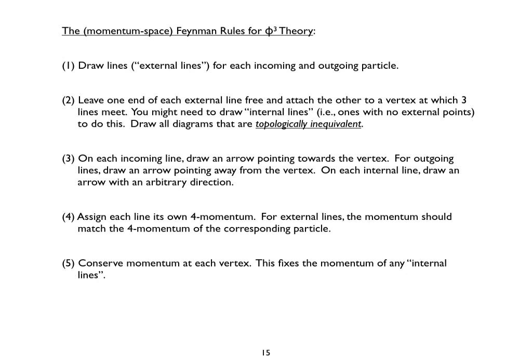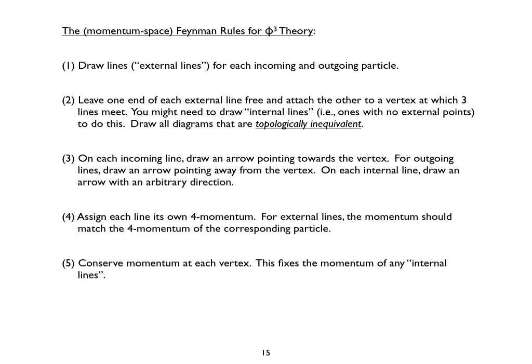I'll just read them off. Number 1: draw lines, what we would call external lines, for each incoming and outgoing particle. So let's consider a case where we have 2 to 2 scattering. The first thing it's telling me is that I want to write down 4 external lines: 1, 2, 3, and 4, one for each particle, 2 coming in, 2 outgoing. It's a specific case.